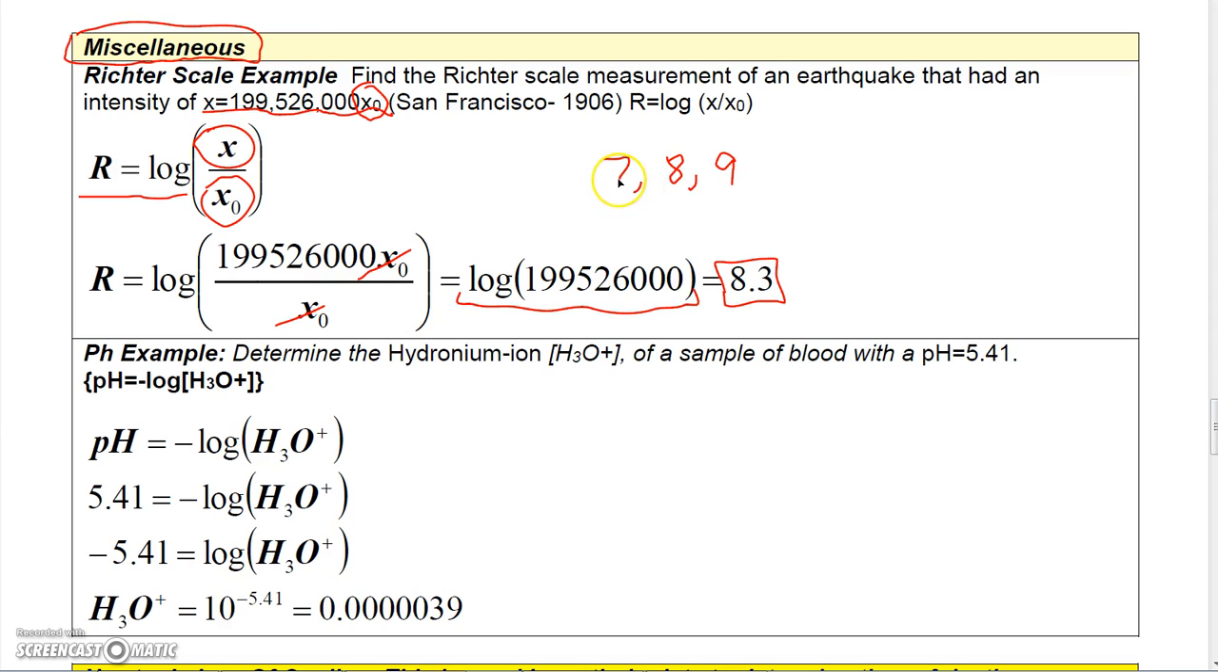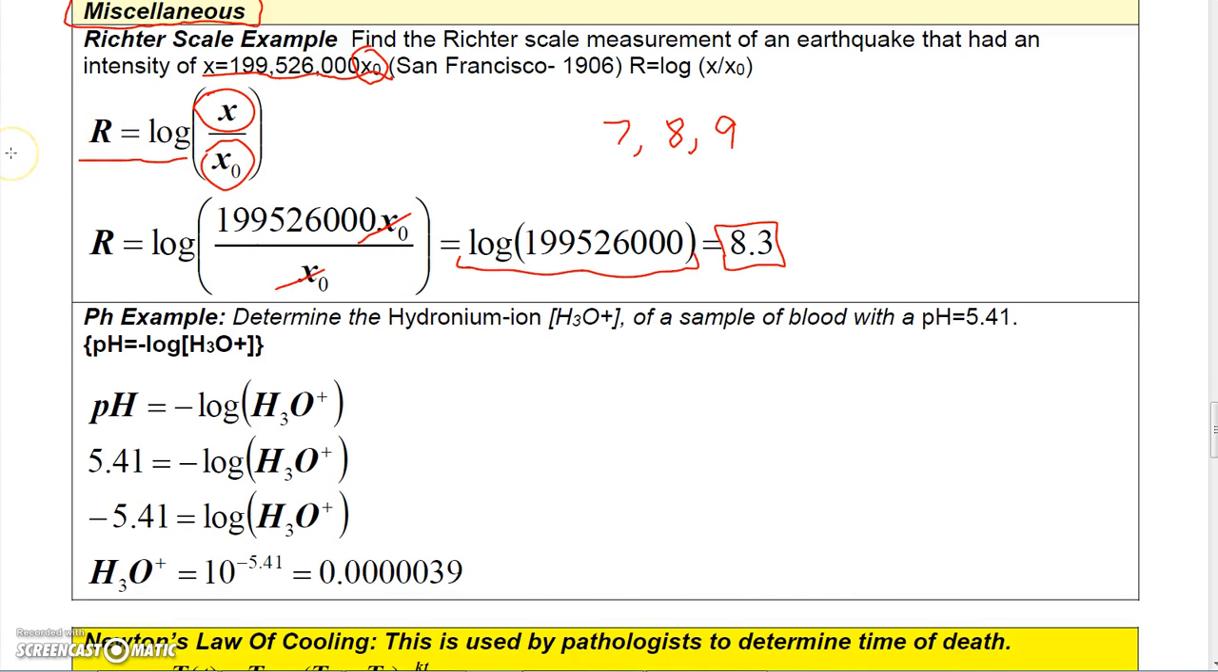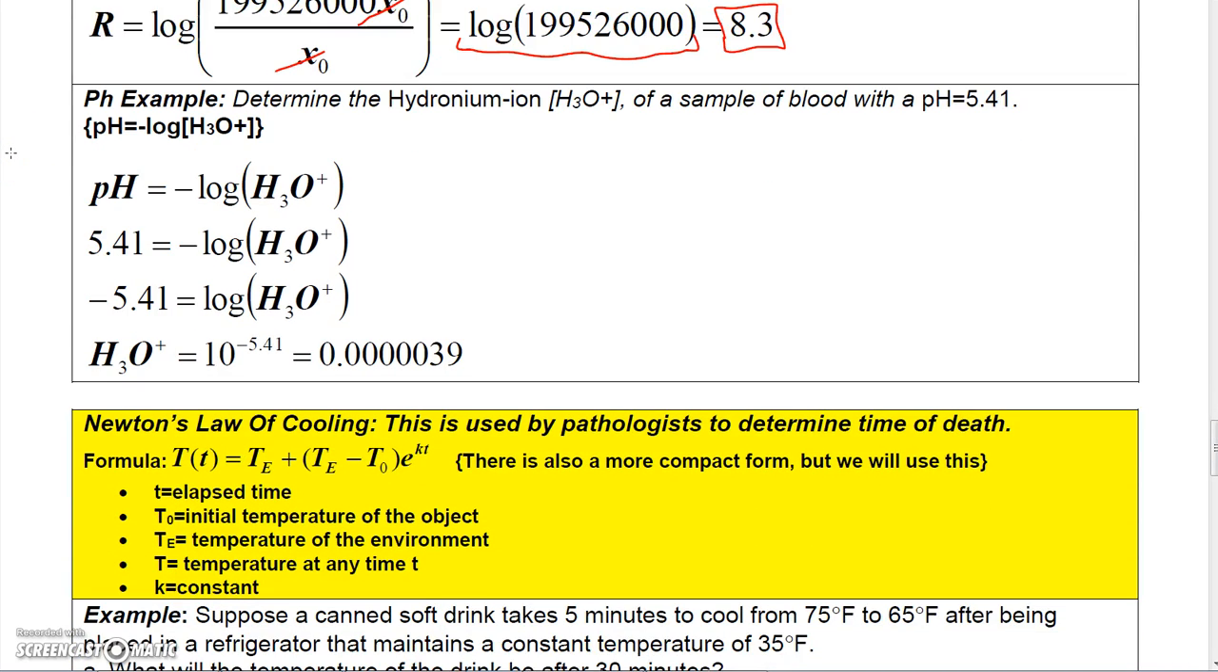So it's interesting. You've got to go 10 times the intensity to get to 8 from 7, but you've got to go 100 times the intensity to get to 9, and likewise you'd have to go 1,000 times the intensity to get to a Richter scale measurement of 10. So that's about all I know about earthquakes, so I'll stop there.